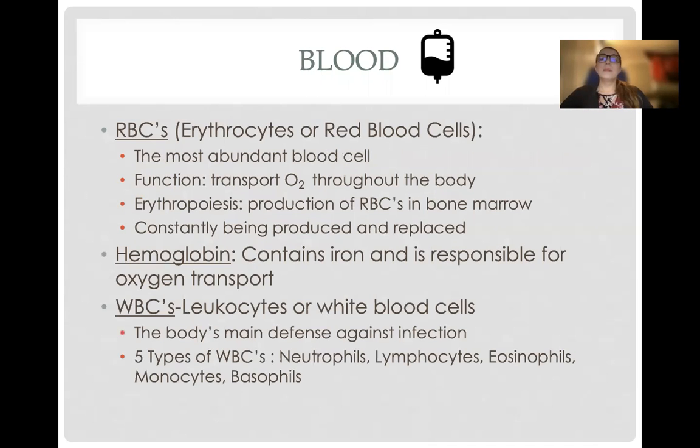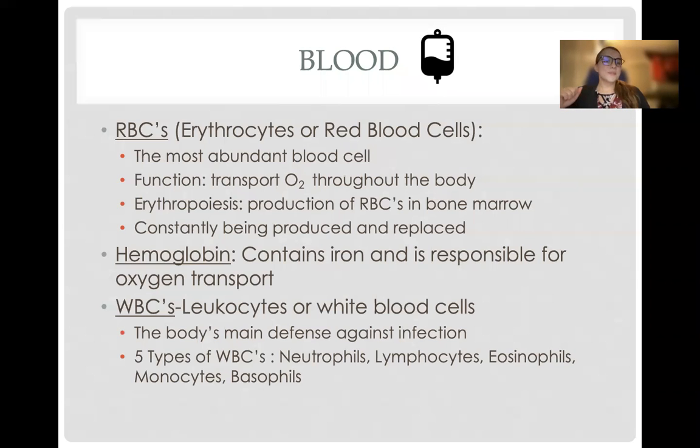Now, breaking it down a little bit more, I'm going to talk about our red blood cells, hemoglobin, and white blood cells. So again, we know that our red blood cells are the erythrocytes. And these are the most abundant cell that we're going to find in the blood. The main functions of the red blood cells are to transport O2 throughout the body. Now, O2, you guys, that stands for oxygen. So it's going to help transport the oxygen throughout the body through that circulatory system.